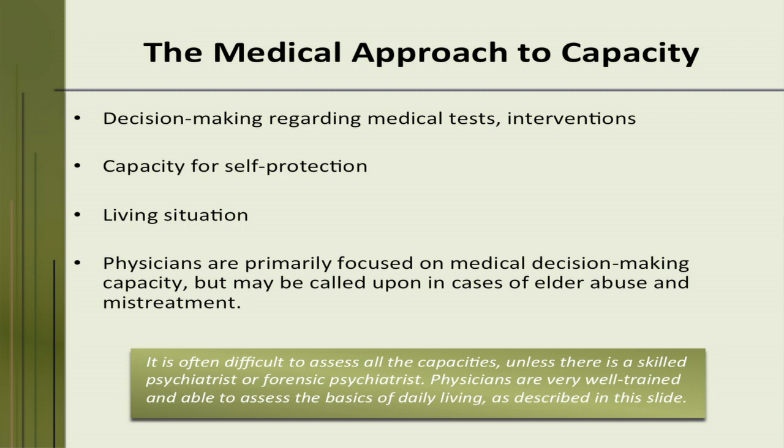And that moves us to the second point, which is capacity for self-protection. We want to make sure that these individuals are able to provide self-protection when needed. And then they need to be able to make decisions as far as their living situation. Physicians are primarily focused on medical decision-making capacity, but may be called upon in cases of elder abuse and mistreatment because, as I mentioned, capacity is a big risk factor. Whenever you have deficits in capacity, it puts a person at high risk for abuse because they then become dependent on another person whenever another person is available, or they become preyed upon by other individuals due to this vulnerability or limitation.